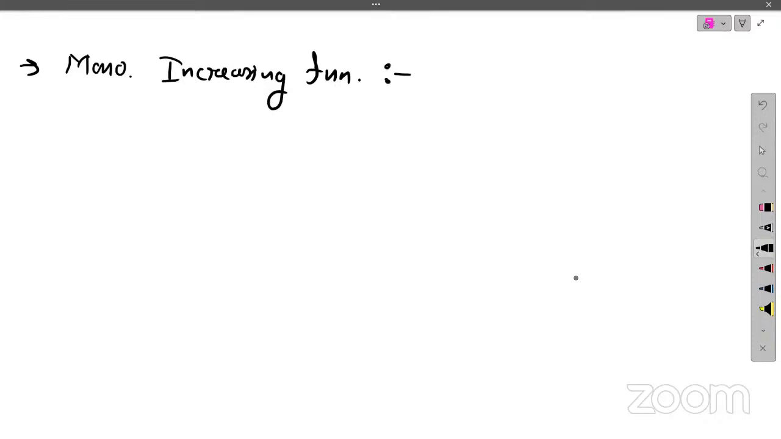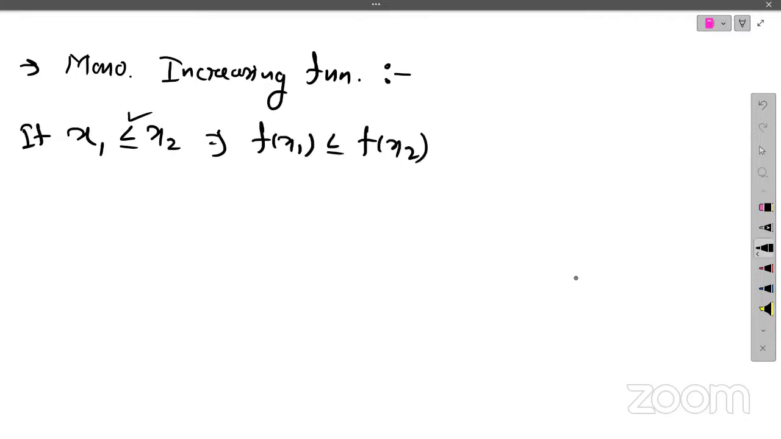So what is a monotonically increasing function? If you take two points in such a way that x1 is less than or equal to x2, and for this condition the function values also satisfy the same inequality, that means x1 less than or equal to x2 implies f of x1 is also less than or equal to f of x2, then such kinds of functions are known as increasing functions. And what are decreasing functions, or monotonically decreasing functions? Monotonically decreasing function.